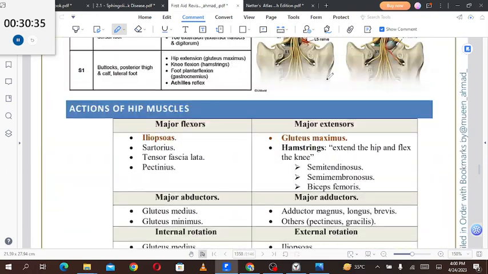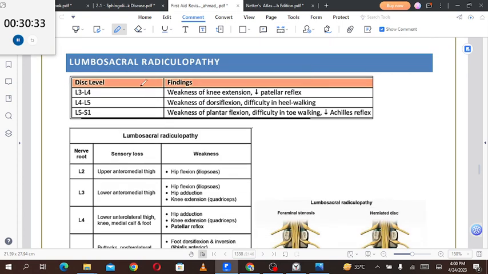Okay, I'm sorry. So lumbar radiculopathy: disc level L3 to L4 causes weakness of knee extension and decreased patellar reflex. L4 to L5 causes weakness of dorsiflexion and difficulty in heel walking. If disc level L5 to S1 is damaged, there is weakness in plantar flexion, difficulty in toe walking, and decreased Achilles reflex.